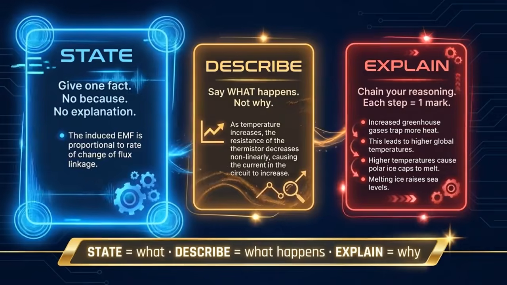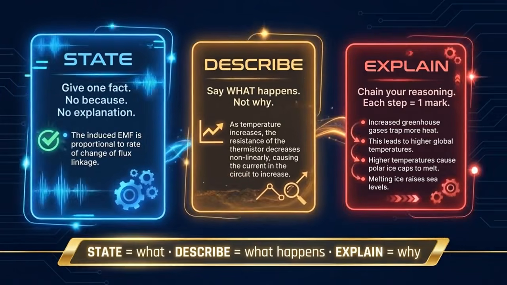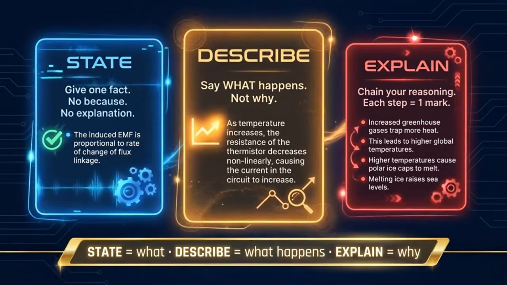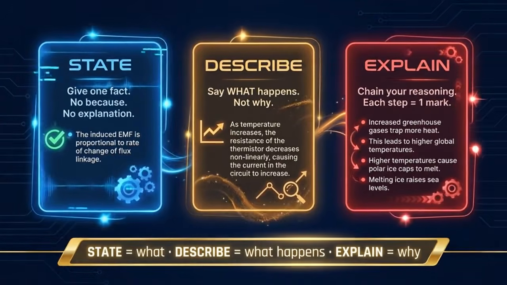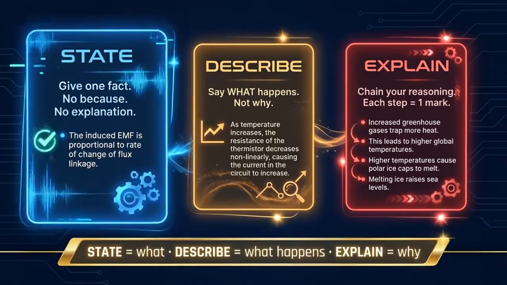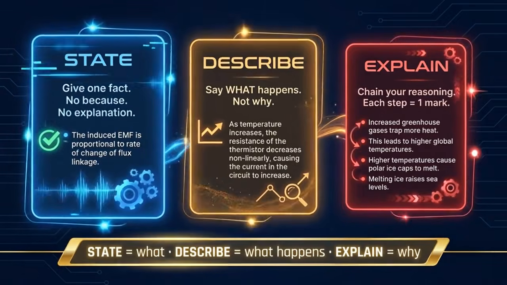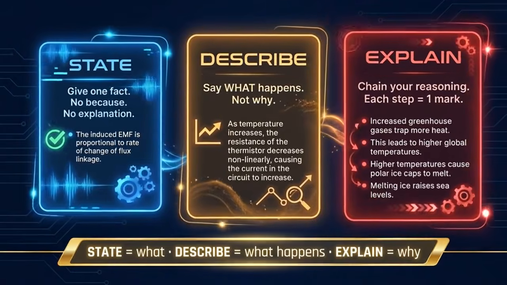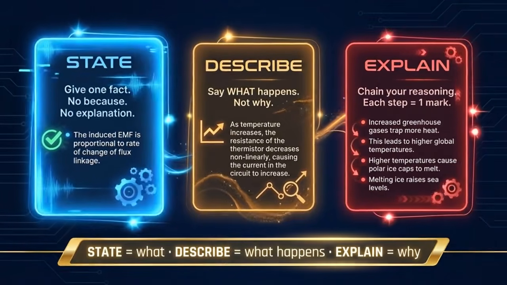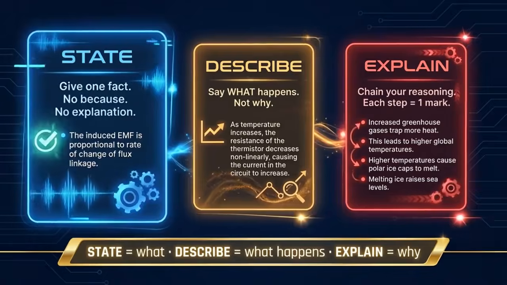Define means give the precise scientific meaning. Exact wording matters. Missing 1 key phrase, like per unit mass or from infinity, can cost you the entire mark. Learn your definitions word for word. The golden rule, state is just say it. Describe is what happens. Explain is why it happens. Define is the exact meaning.